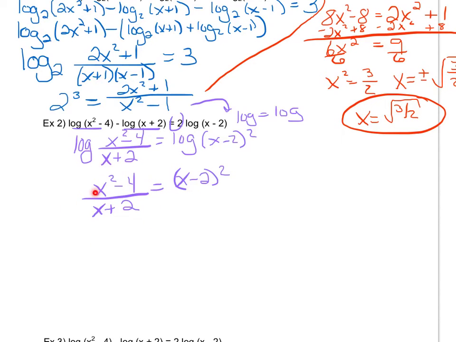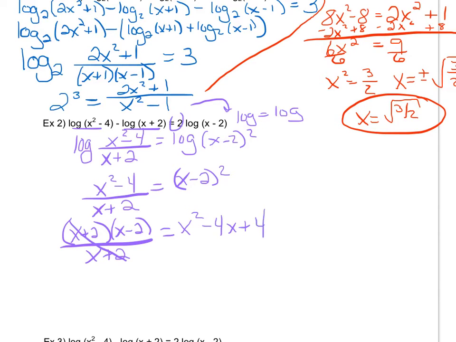I know that this can factor to be x plus 2, x minus 2, and then my x plus 2's can cancel out. So x plus 2, x minus 2 all over x plus 2. Those cancel out. I'm going to go ahead and FOIL this. I can FOIL very quickly in my head. X squared minus 4x plus 4. And now I have x minus 2 equals x squared minus 4x plus 4.